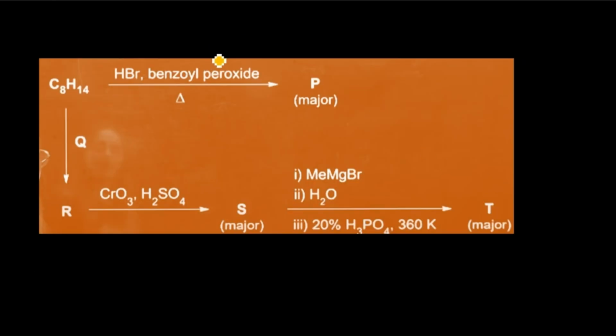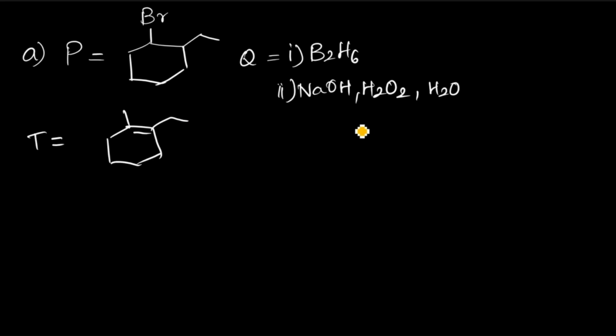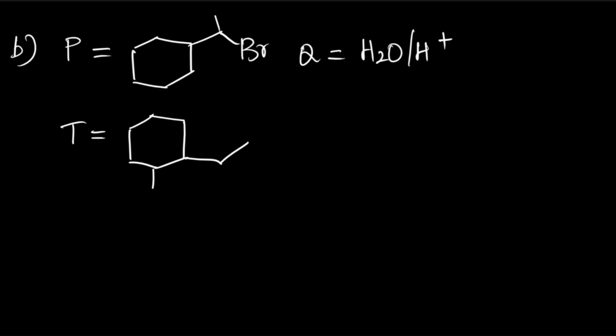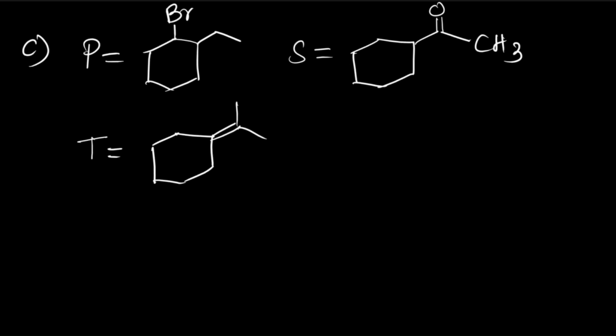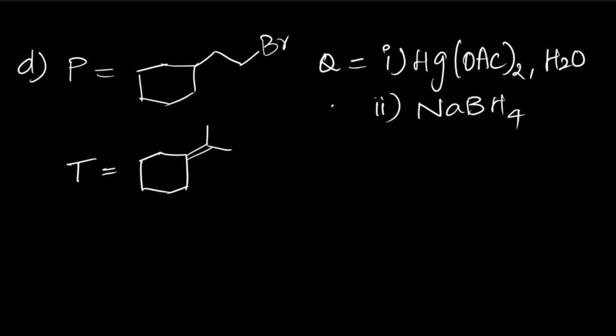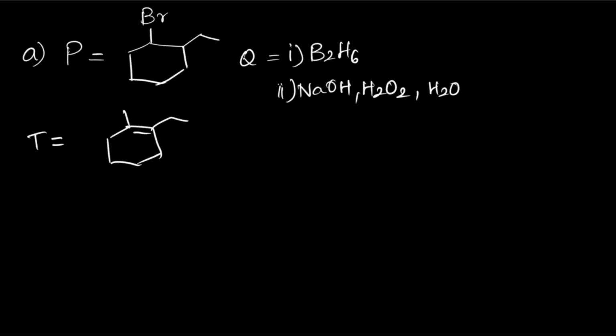Then organic. C8H14 with HBr, benzoyl peroxide forms P, and in the presence of Q it is forming R. R is giving S, S is giving T. So let's see the options as well. They have given P, Q and T, PQT, PST and PQT. Okay. So let's solve one by one and let's see which is the right answer. Once again, this is more than one correct. Okay, let's start one by one.